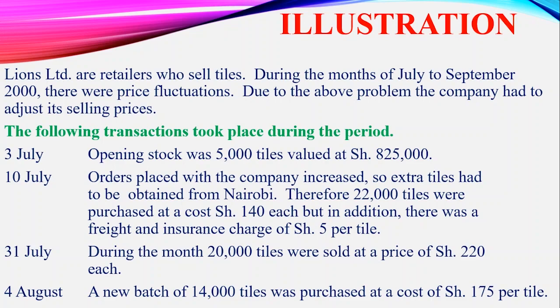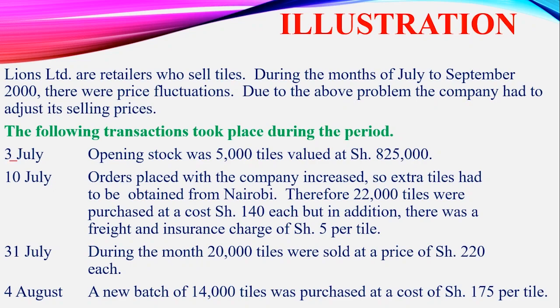So you see, they're saying that during this period, July to September, there were some fluctuations in prices, meaning prices were keeping on changing. They might have bought stock in July at a given price, then in the following month, which is August, they buy it at a different price. So due to these fluctuations, the following transactions took place during the month. You need to see what the change was like during this particular period.